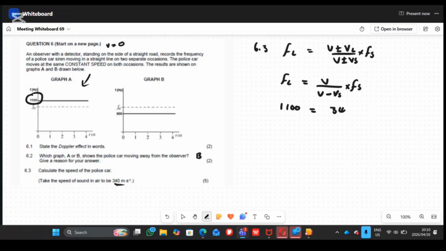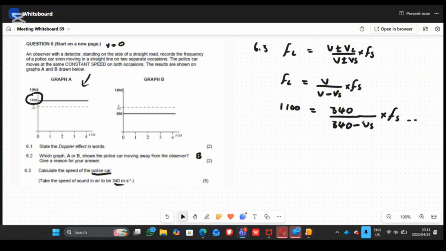So you're going to say 340 over 340 minus Vs. You are looking for the speed of the sound source, which is the police car. You don't know. So what is the frequency of the sound source? We don't know. They just said F0. So we don't know it. We're going to say frequency of the sound source, right? Now, I think it's a matter of simplifying the equations.